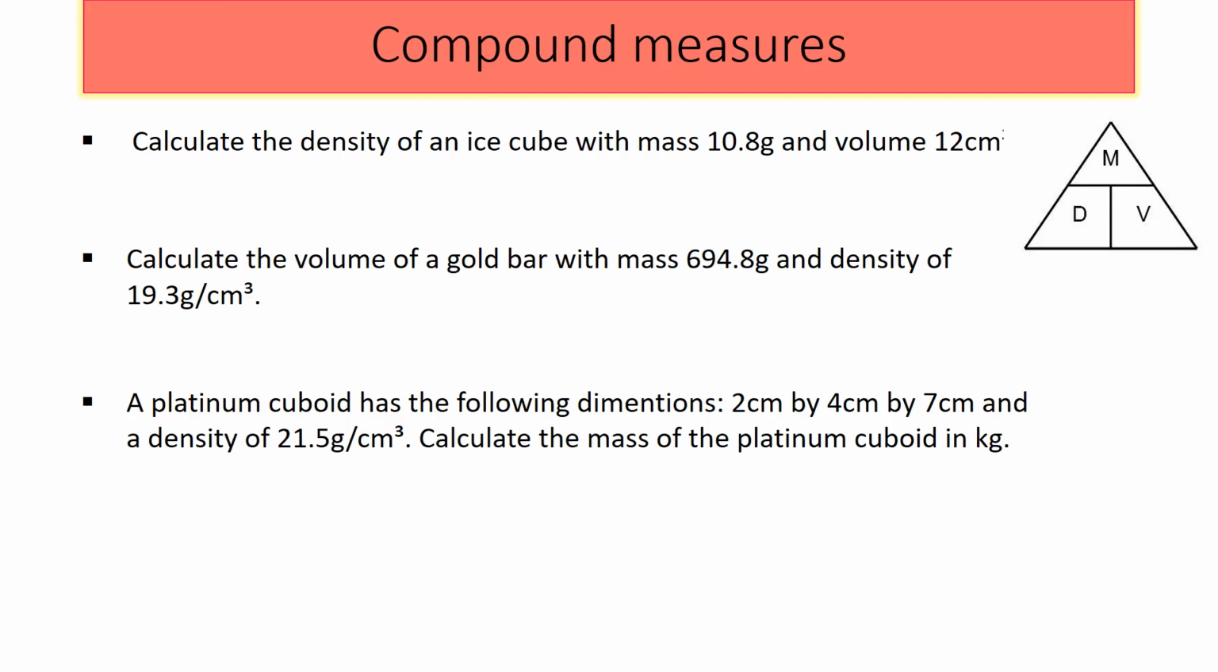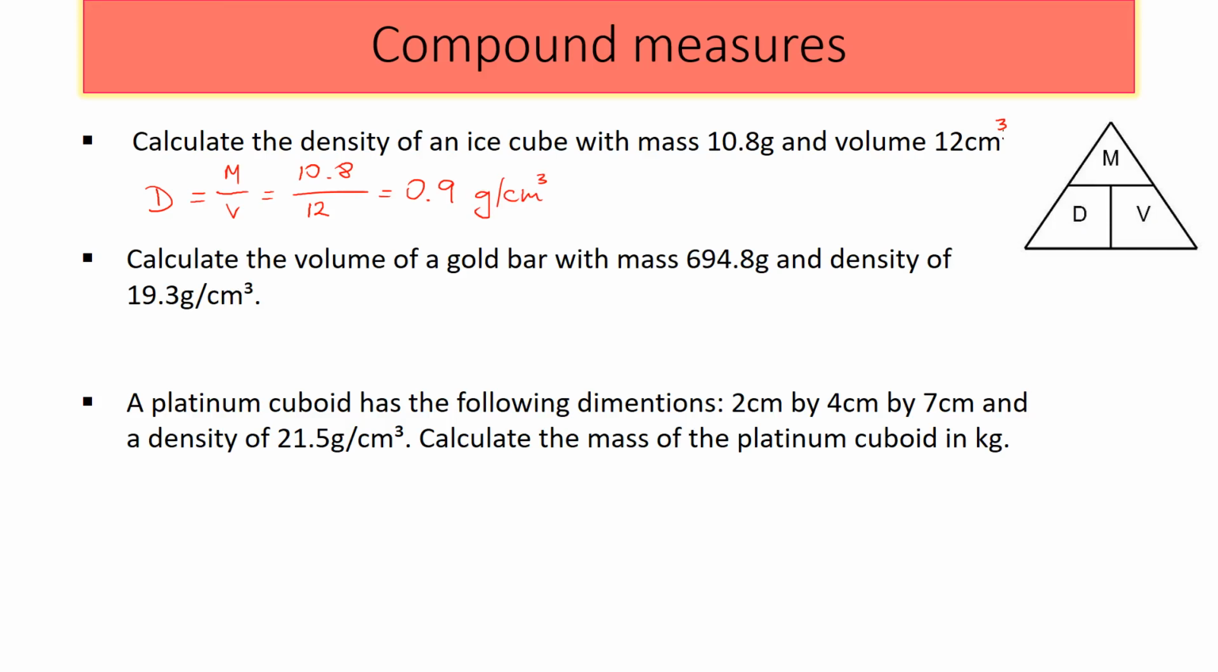Calculate the density of an ice cube with the mass of 10.8 grams and the volume of 12 centimeters cubed. To find the density, I need to divide mass by the volume. So the mass is 10.8 grams and the volume 12 centimeters cubed, and the answer is 0.9, and the unit for density is grams per centimeter cubed.